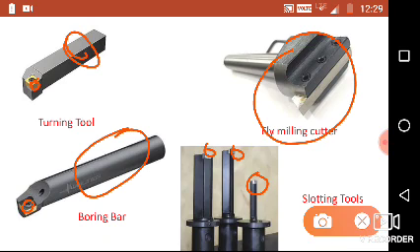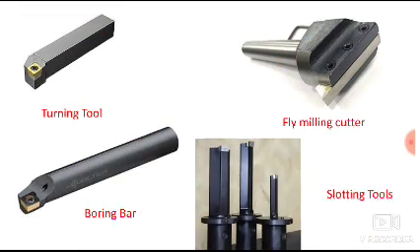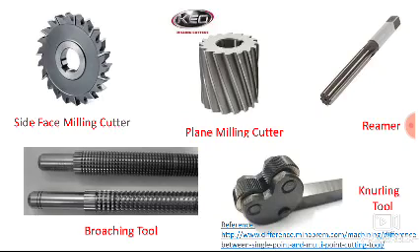So here you can see, if you carefully observe it, it has only one point with which you can remove the material. Then the next one is, these are the images of multi-point cutting tool. So the very first one, that is side face milling cutter. So this is a cylindrical side face milling cutter with which you can remove the material, and it has number of cutting points.